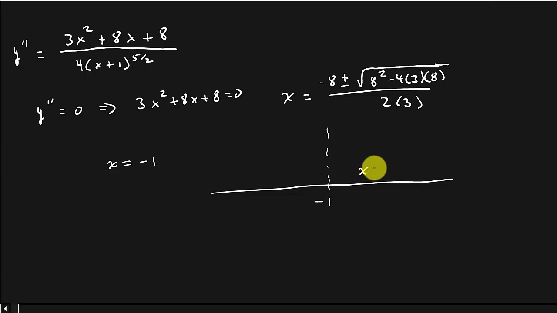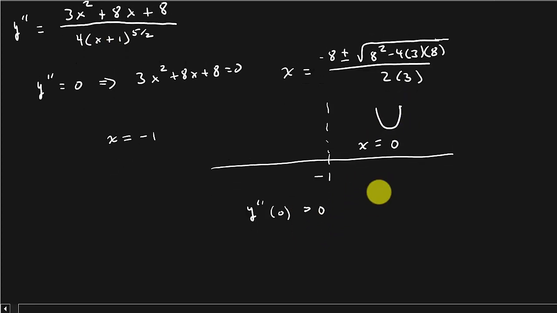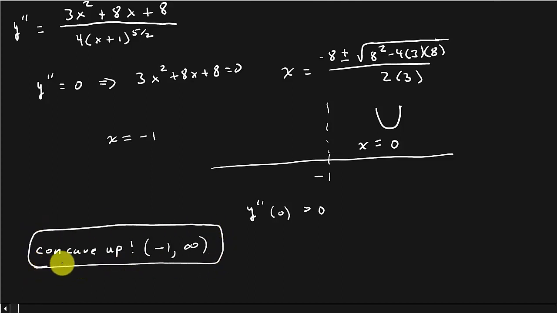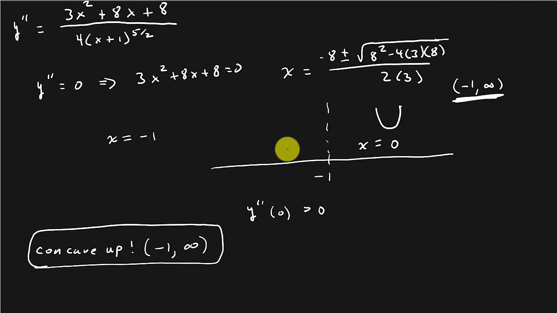So let's go ahead and pick our point. We'll just choose x equals 0. If we plug the 0 in here up top, that's positive. Down here is positive, so y double prime of 0 is greater than 0, so it's concave up. And so we would say this thing is concave up from negative 1 to infinity. Now you might be thinking, why did you just do the right-hand side of negative 1? Remember, the domain is negative 1 to infinity. I can't pick anything over here. Once again, that's why it's important to find that domain.